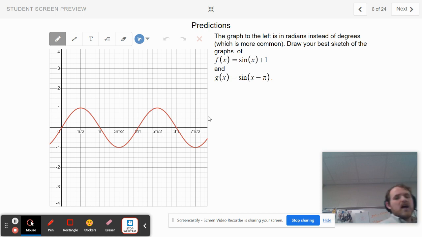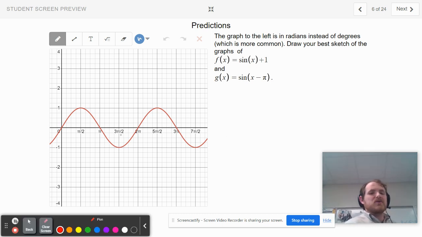Talk to your partner for a second. If you had to tell me how long the period is, what would it be? Tell your partner for a second. The temptation is to just go all the way out to the edge, but remember, the period length is one full hill, one full valley, so it's just 2 pi.